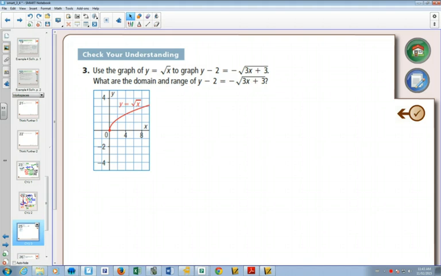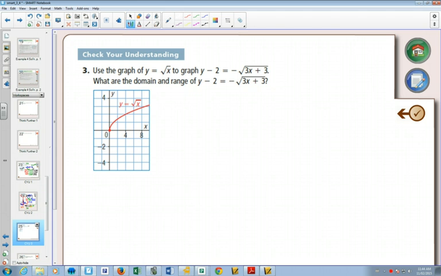Again, here, they were nice to draw the parent function for us. You wouldn't necessarily, well, most likely on an exam, you wouldn't get that. You would have to be able to look at this and say, I recognize that as a square root graph. And so I draw y equals the square root of x, first of all.